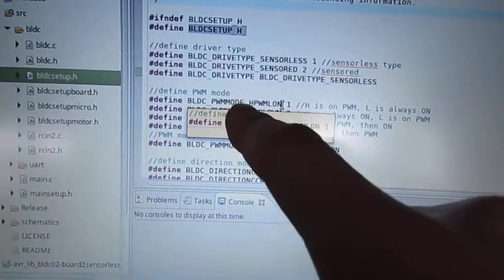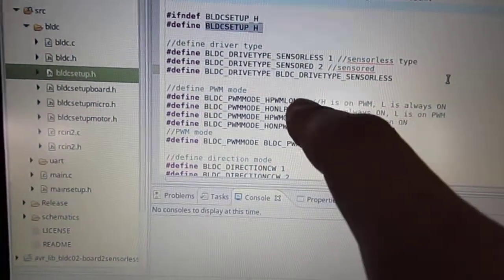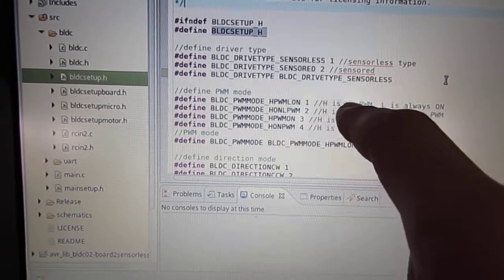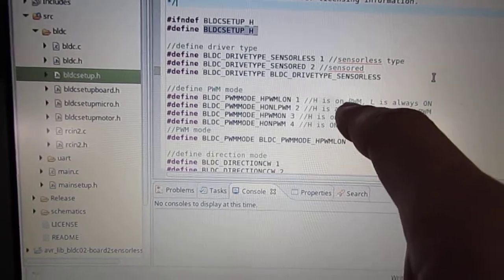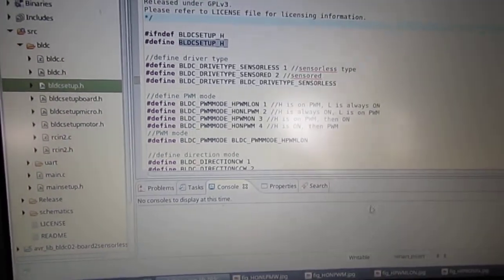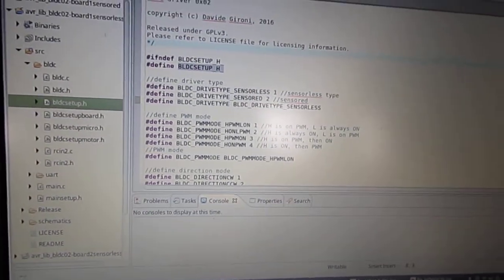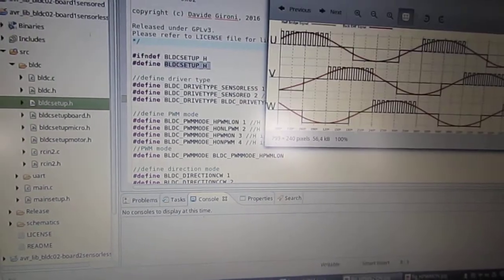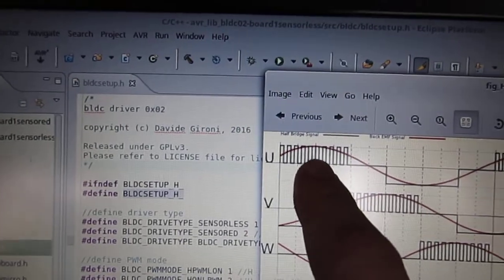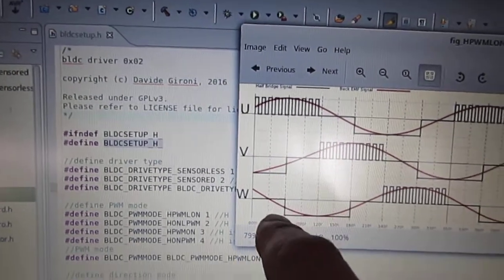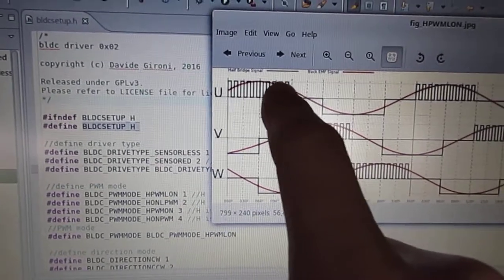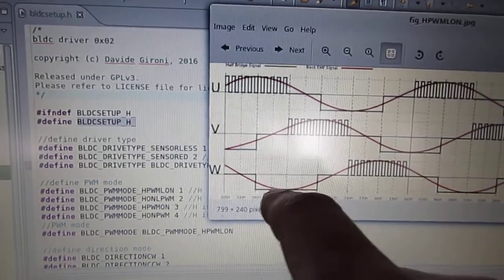these 4 pulse width modulation modes. The first one is that the high side of the driver is on pulse width modulation, and the low side is always on. If I take the picture, it will be more clear. Let's see. The high side is on pulse width modulation and the low side is always on.